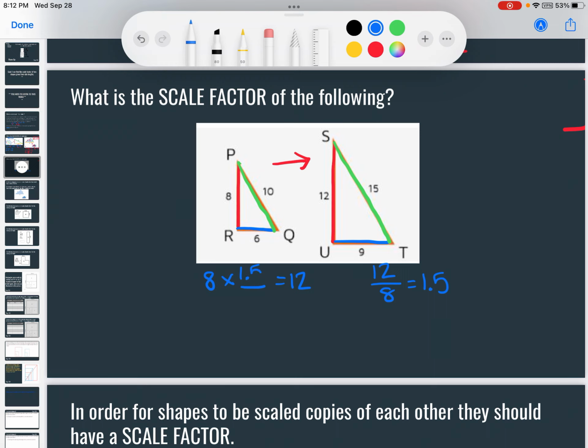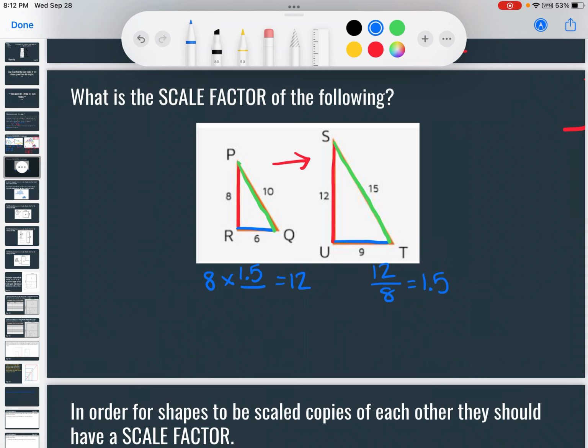So 8 times 1.5 equals 12. So I'm assuming my scale factor is 1.5. But again, to check our answer, we can go back and check it with all the sides. Because if 1.5 is my scale factor for one side, it's going to be my scale factor for each side.